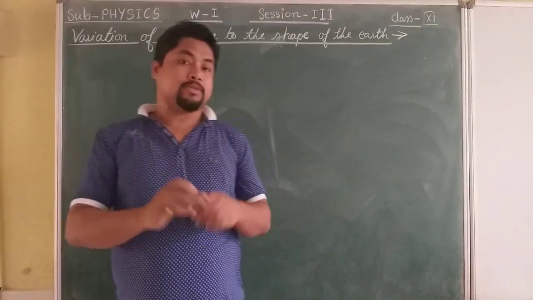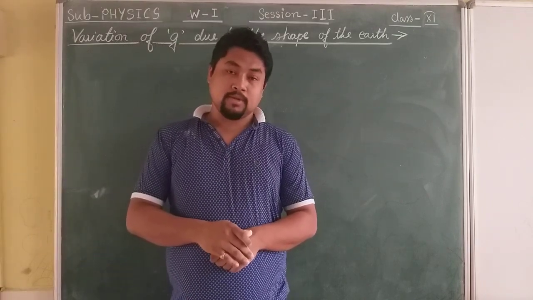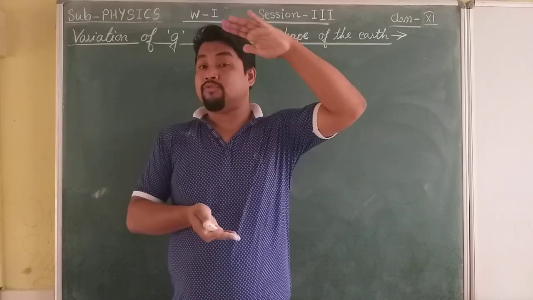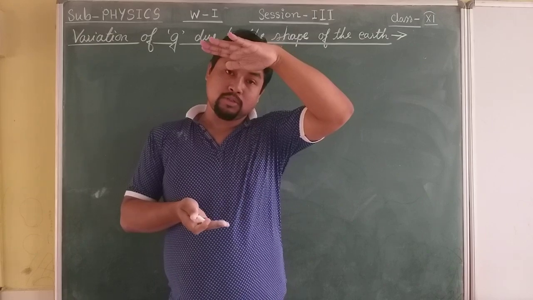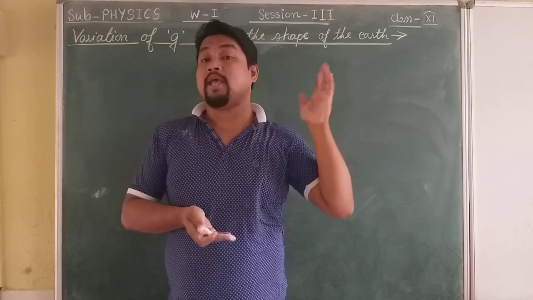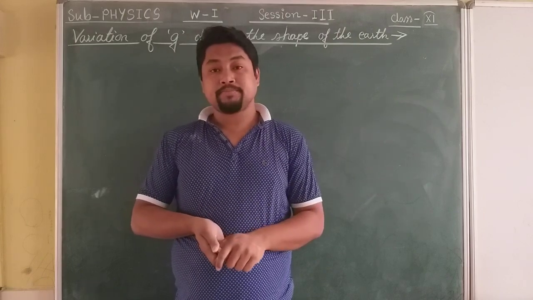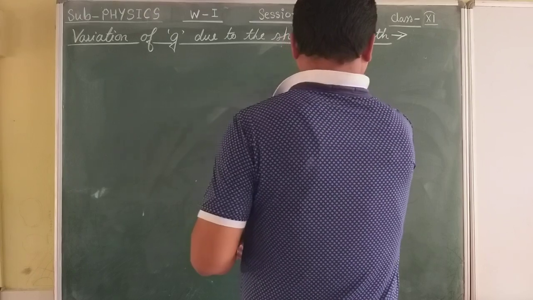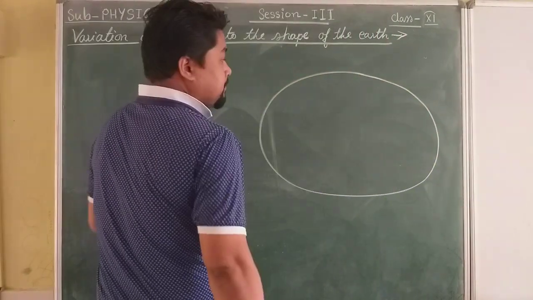Okay, the earth is not a perfect sphere. It bulges out at the equator and flattens at the poles. Therefore, its equatorial radius is greater than the polar radius. Right now, the earth is like this. Okay.